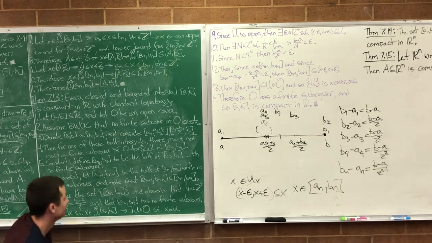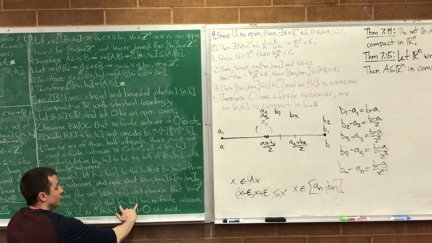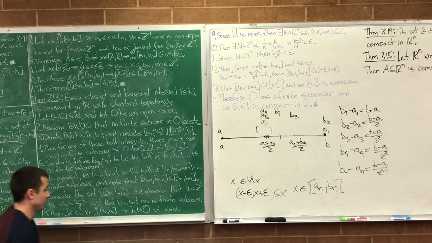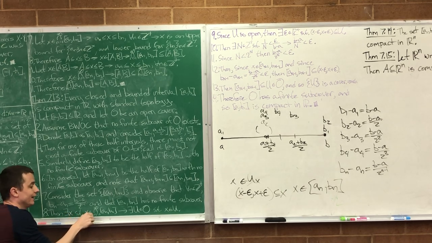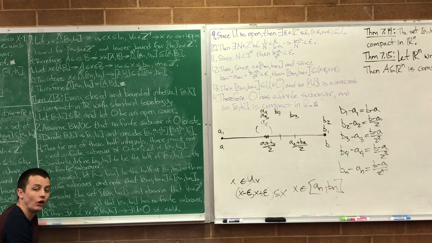And that a_n, b_n has no finite subcover. Because it's always a half that didn't have a finite subcover. And that's true for all n of them. Okay, wonderful. Now, I know from the previous theorem that there exists some little x such that little x is in the intersection of all those closed intervals. Because it can't be empty.